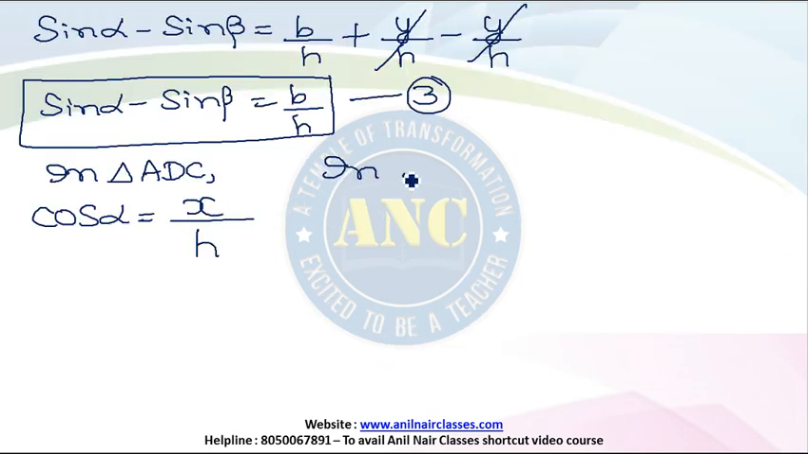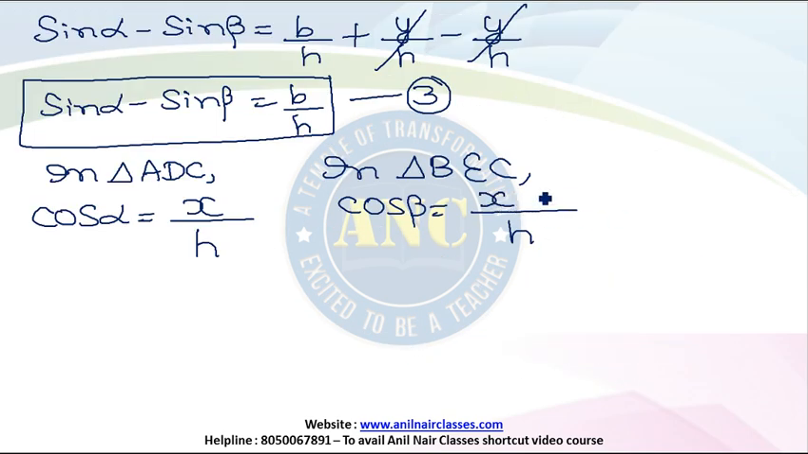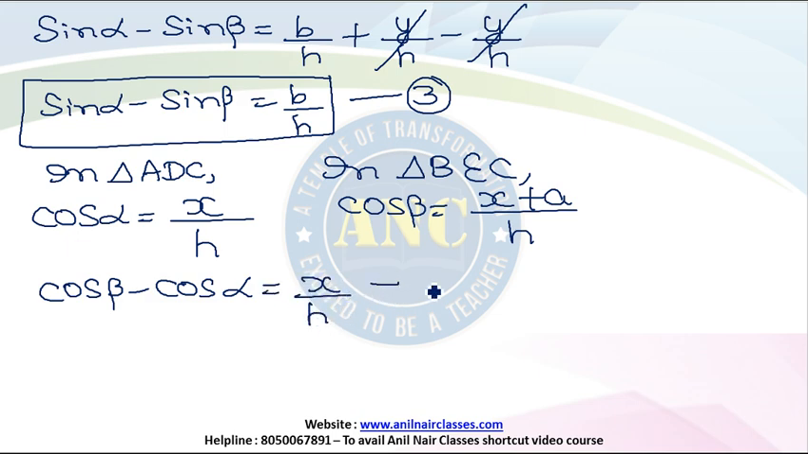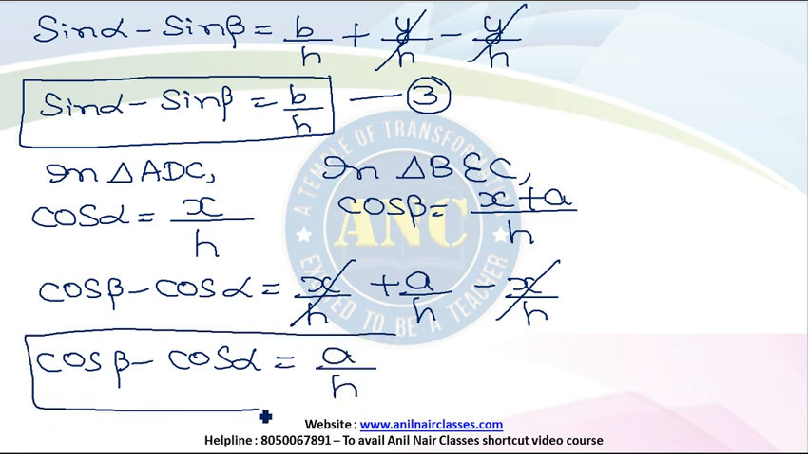Similarly, in another triangle BEC, I will consider cos beta. Cos beta: hypotenuse is H, adjacent to beta is X plus A. Right? I hope you are understanding. Sir, why did you do like this? If I subtract these two, cos beta minus cos alpha is X by H plus A by H minus X by H. This will cancel. So cos beta minus cos alpha is equal to A by H. This is my fourth equation.